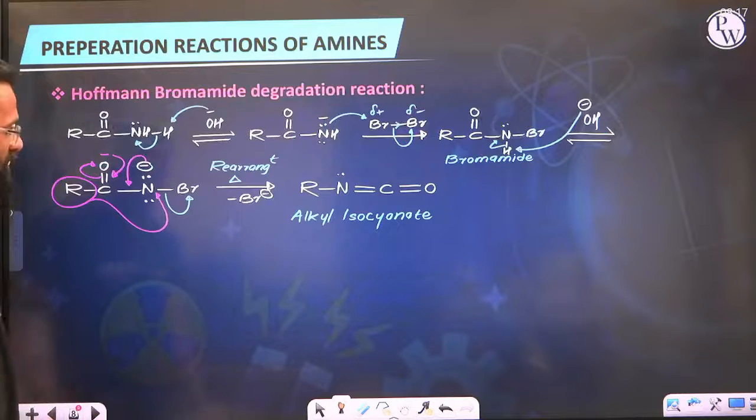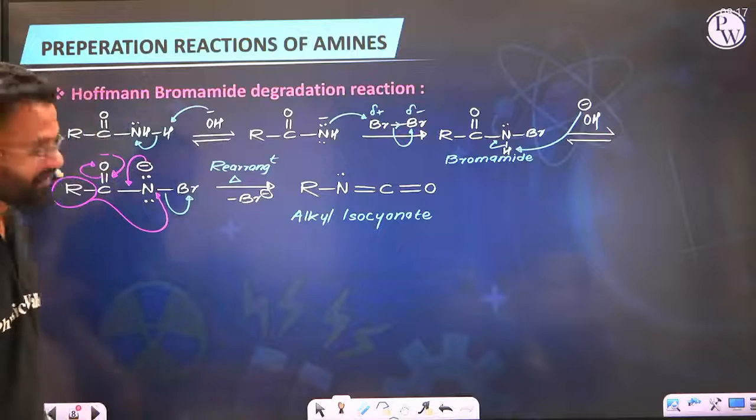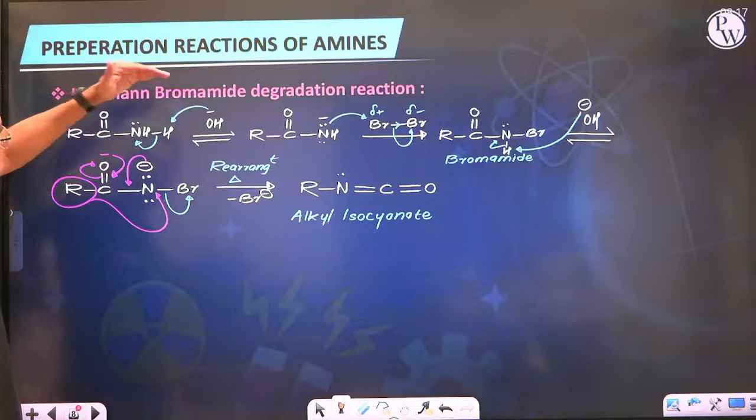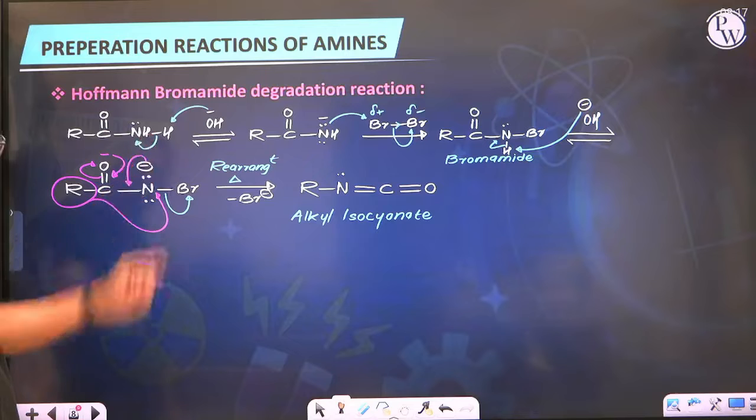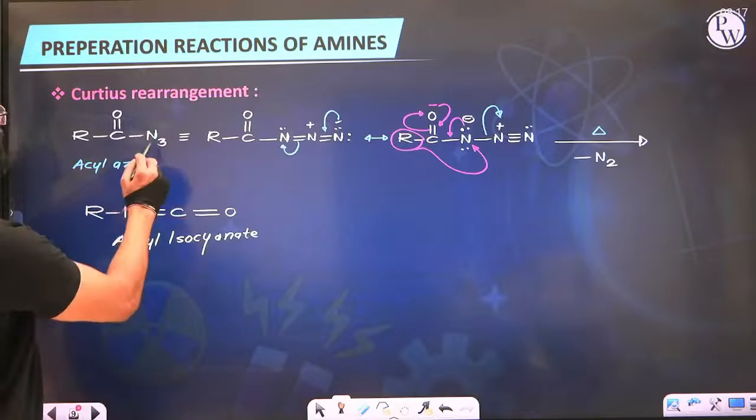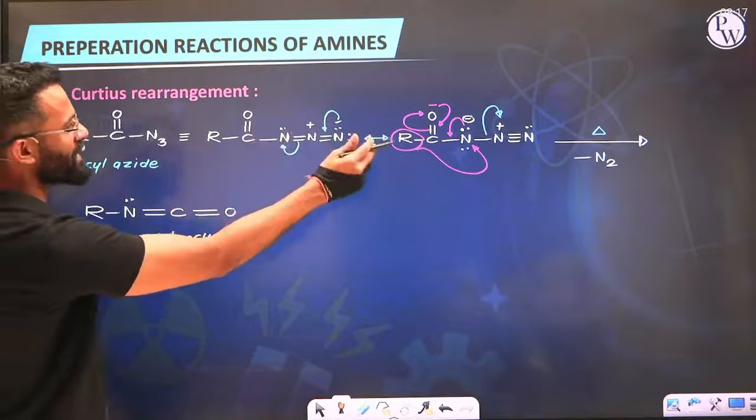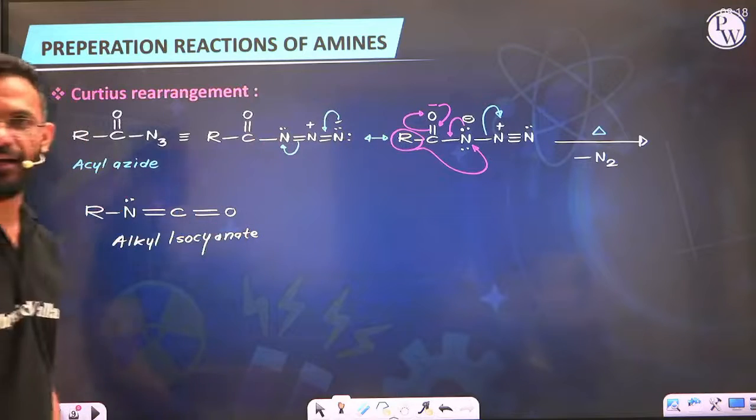Right, see, we had got the same one, alkyl isocyanate. So we had amide in Hoffman bromamide. These two H's you see, both H's we substituted by nitrogen. We got acyl azide, which upon heating undergoes rearrangement to produce alkyl isocyanate.